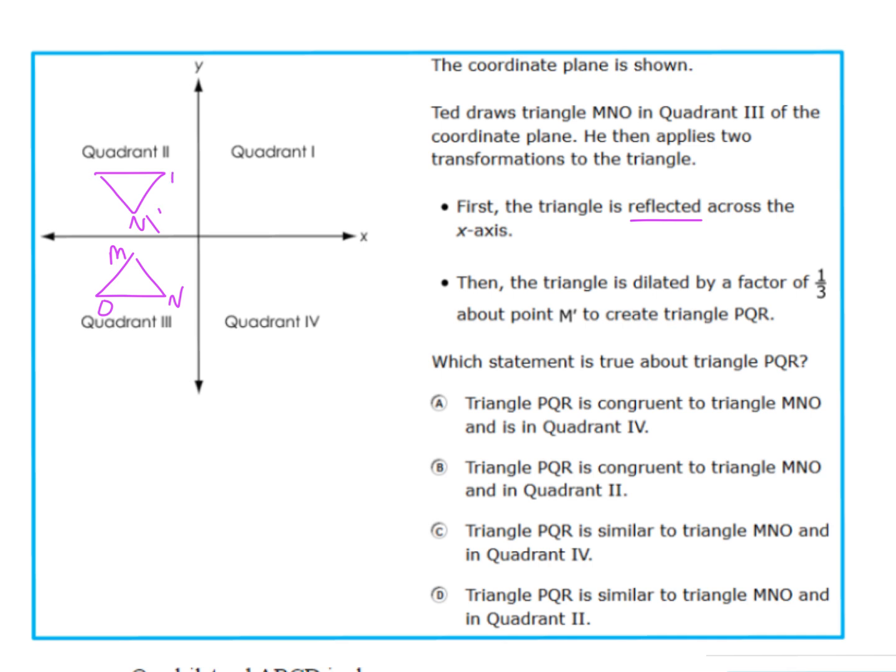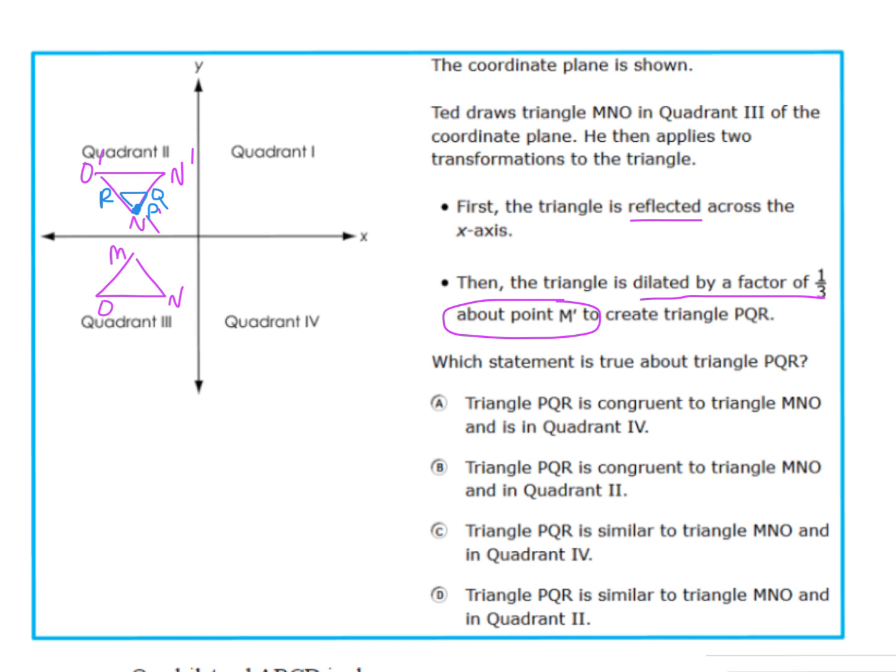M prime, N prime, O prime. Okay, then it's going to dilate by a scale factor of a third. So it's going to shrink down, but it's dilating around point M prime. Okay, so it's going to shrink down to around M prime. So it'll be a third of the size. So it's going to be right in there. But now it changes to the letters P, Q, R. Okay, I don't know if you can see that properly. P, Q, and then R. So it shrunk down inside itself. So it ends up there.